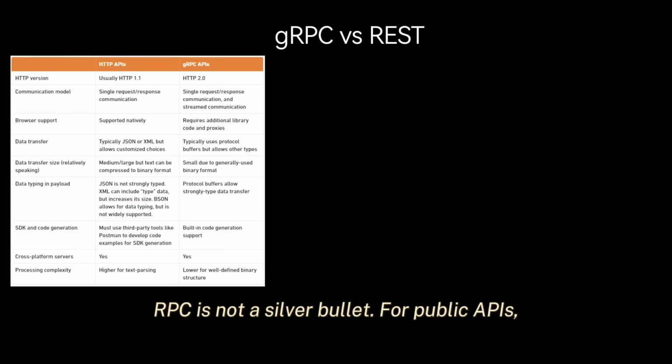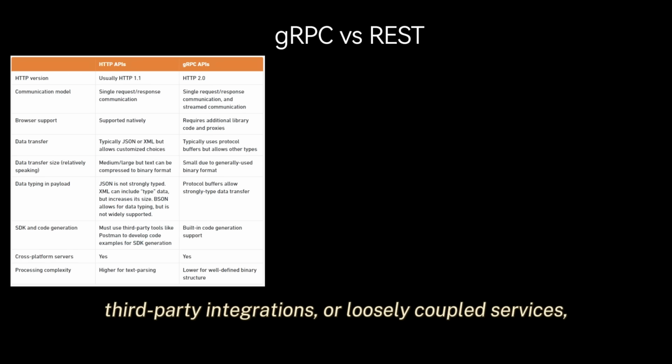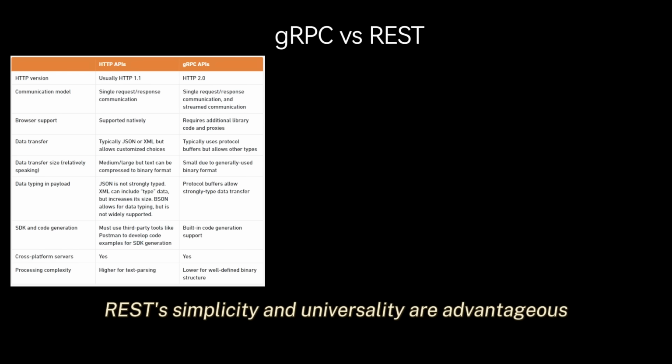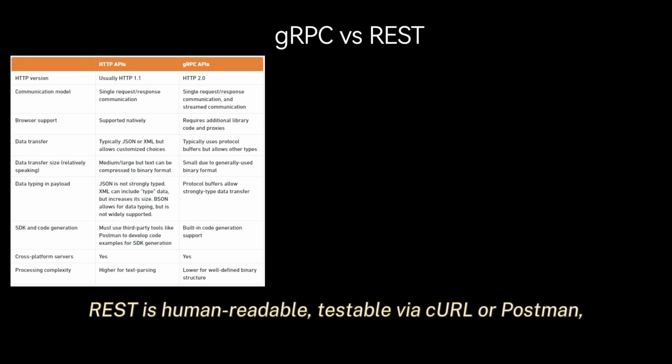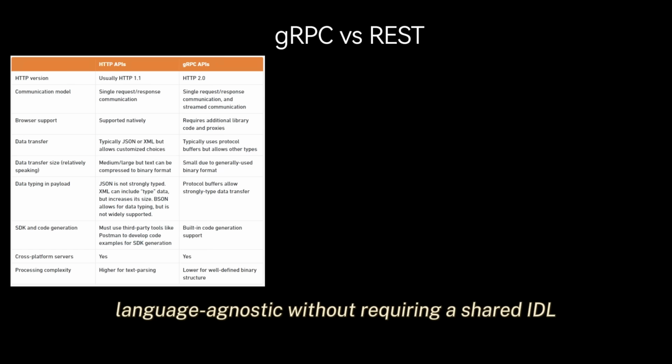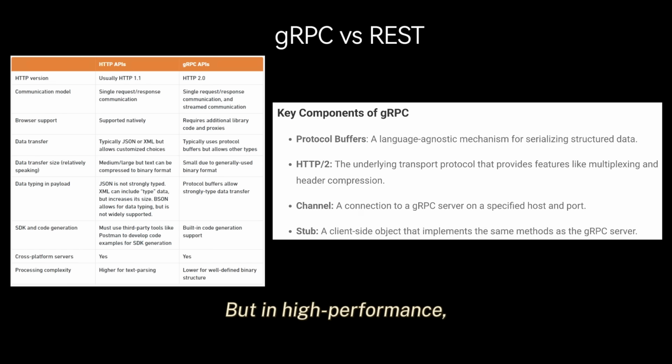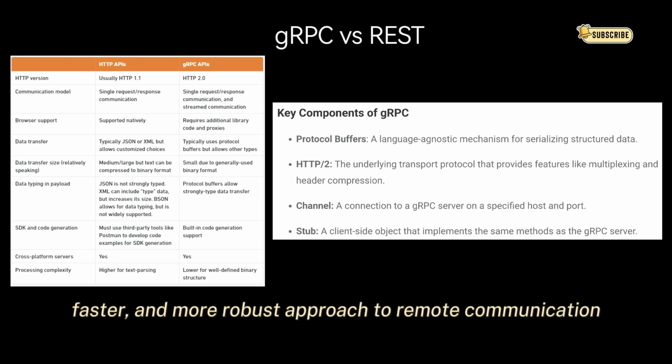RPC is not a silver bullet. For public APIs, third-party integrations, or loosely coupled services, REST's simplicity and universality are advantageous. REST is human-readable, testable via curl or Postman, and generally language agnostic without requiring a shared IDL. But in high performance, tightly coupled internal microservices, RPC is almost always the better choice. It offers a more structured, faster, and more robust approach to remote communication.